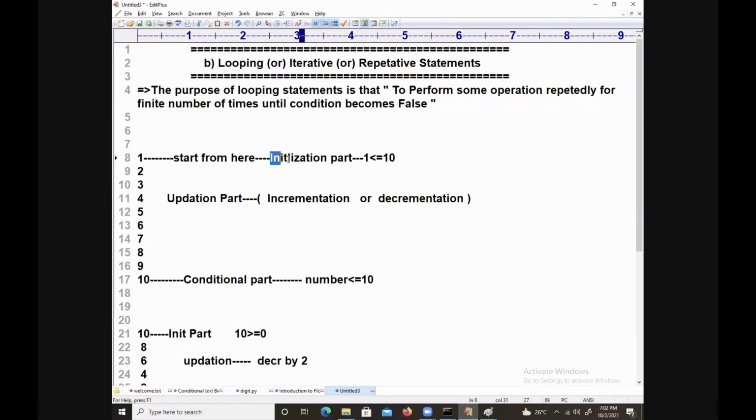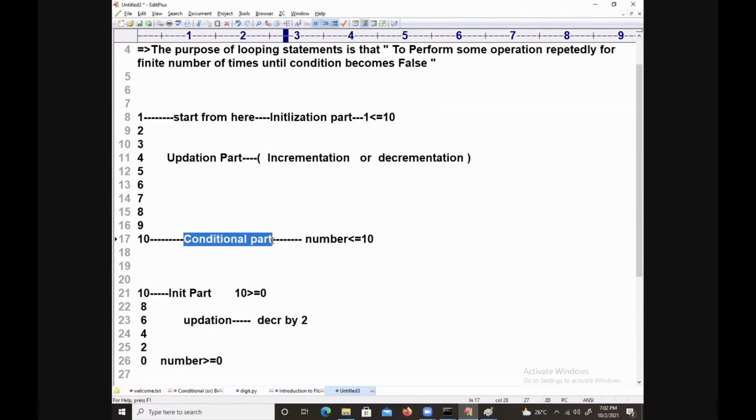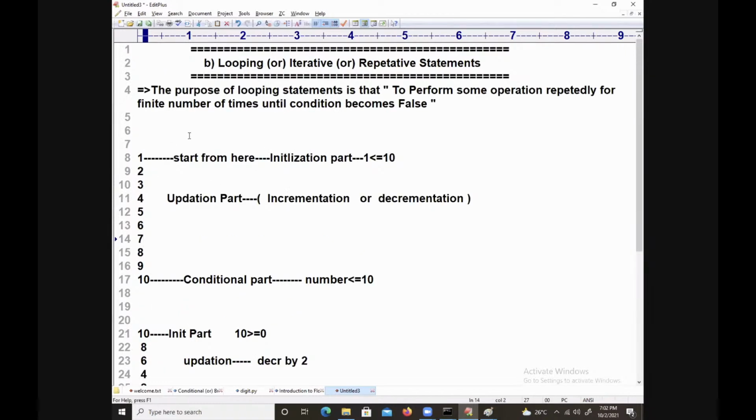So, what is the first part? The initialization part indicates from where you want to start. The condition part says until how many times we have to repeat, until where we have to stop it, up to how many times we have to repeat. The updation part indicates how much to increment or how much to decrement. That we need to take care.